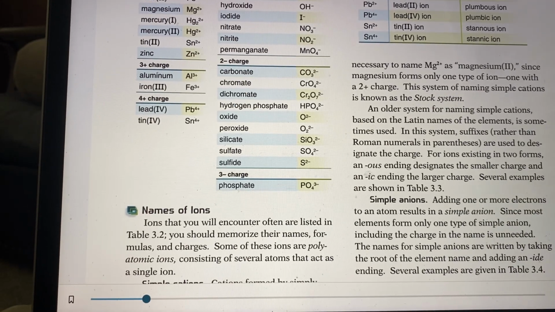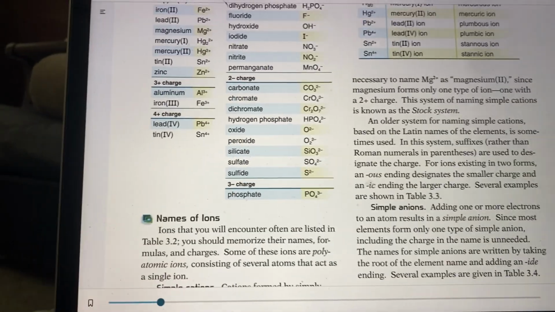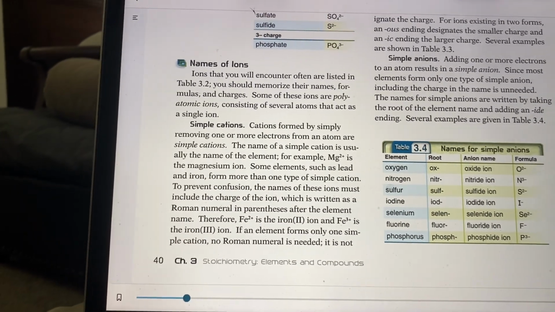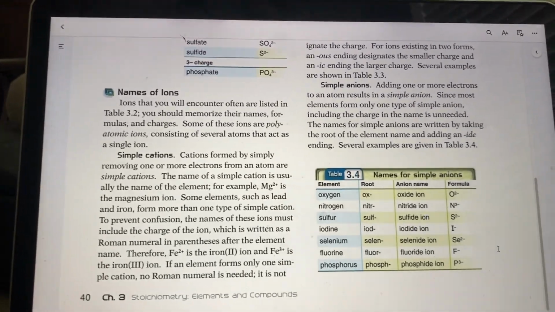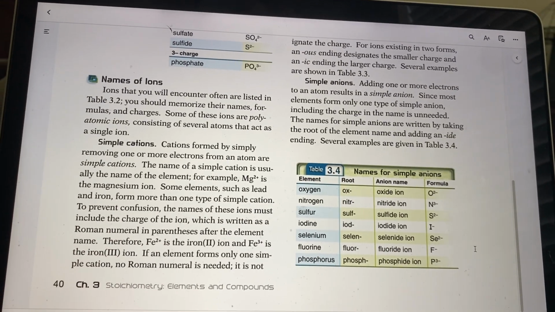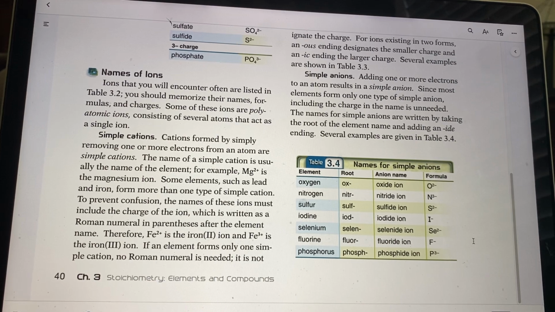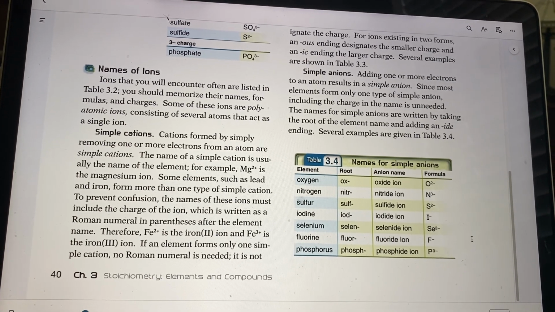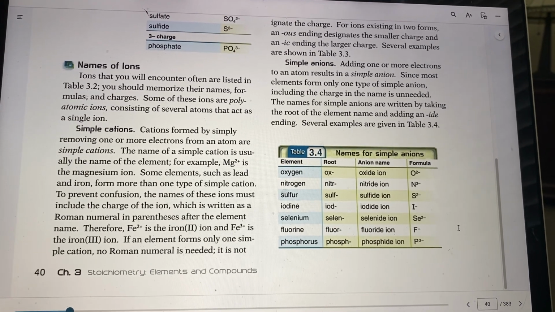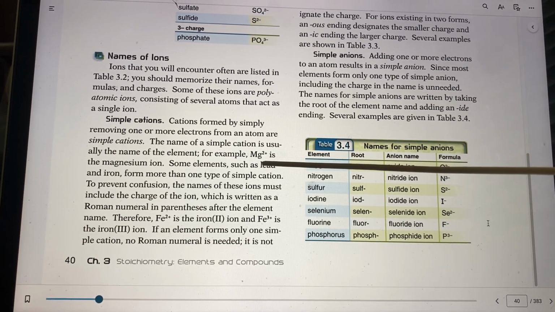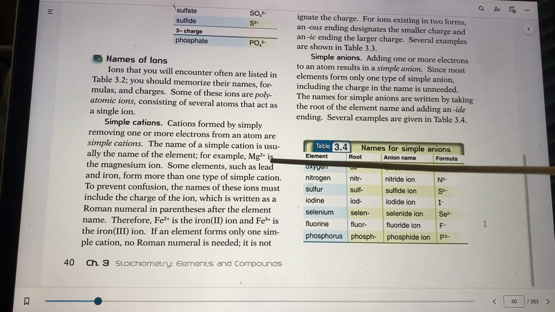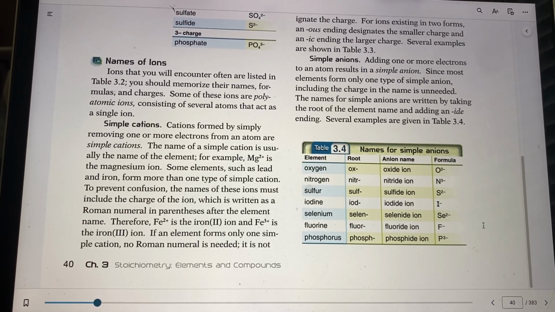Simple cations. Let's go down here to names of ions, where it talks about simple cations. They're formed by removing one or more electrons from the atom, and they're usually named for the element. So simple ones would be basically not poly, they only have one. Like, see right here is magnesium. It has a positive charge. That's the magnesium ion. And some, like lead and iron, have 2 different kinds.